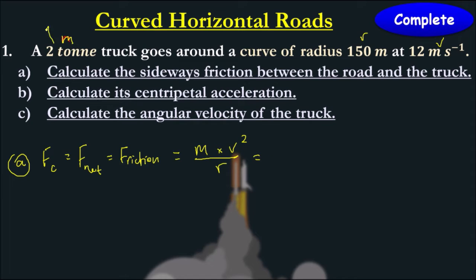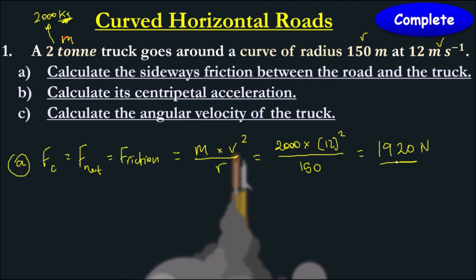So 2 tons is 2,000 kilograms. Hopefully you remember to convert your units into the appropriate SI units. The velocity we're moving at is 12 squared, divided by 150 meters. And so we get an answer of 1,920 newtons. And remember, force is a vector, so we're moving towards the center. So that's what we have.